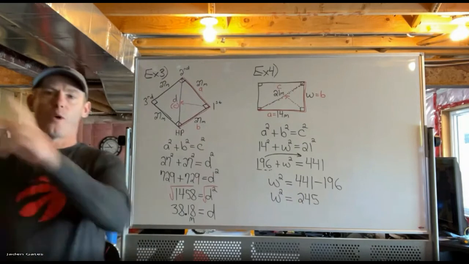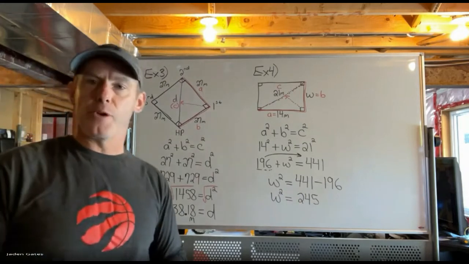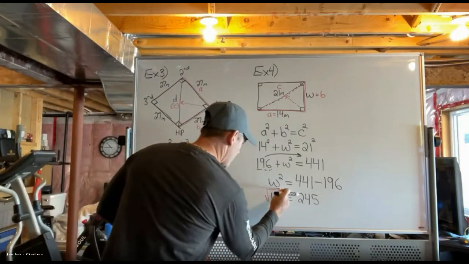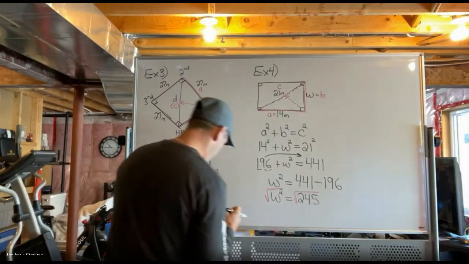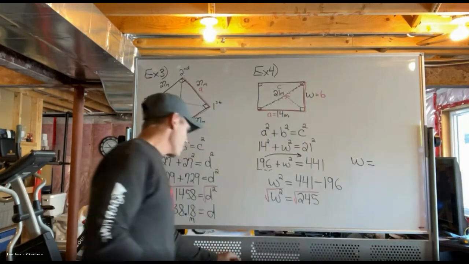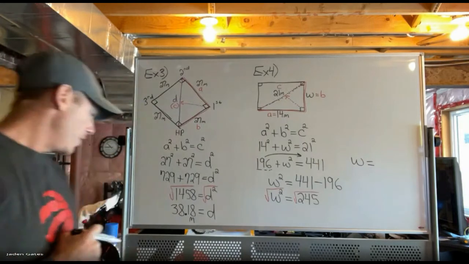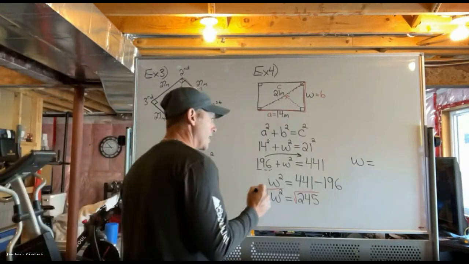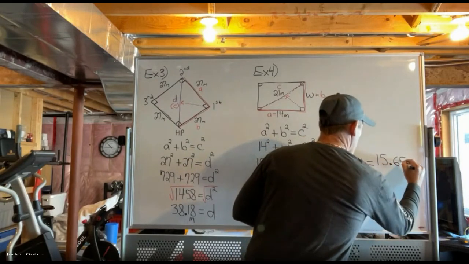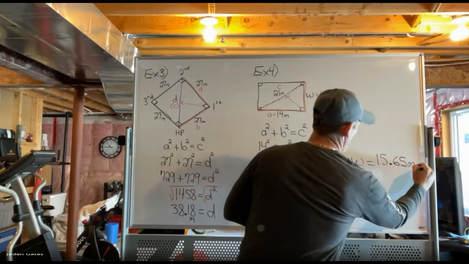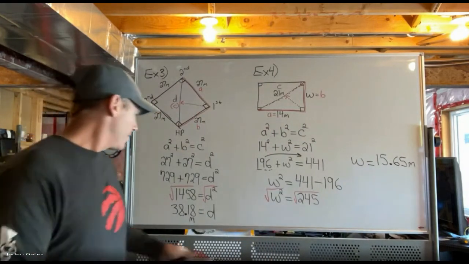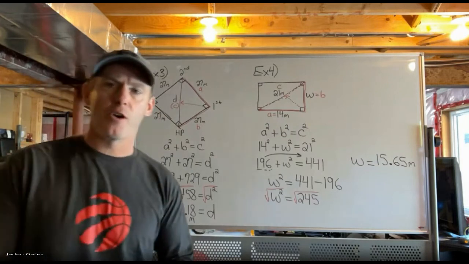Still not done yet. We got one last step. Always with the Pythagorean theorem, your last step is going to be taking the square root of both sides to get rid of that little 2. And so the width of this rectangle is the square root of 245, which I'm finding to be, going to 2 decimal places here, 15.65, and our units here were meters.